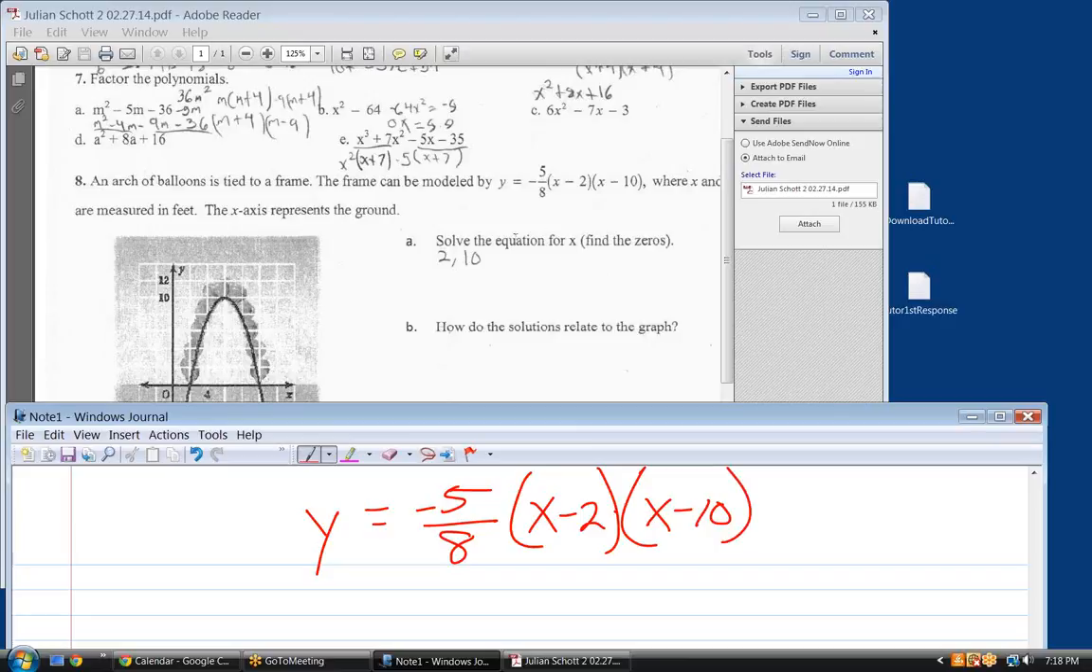Solve the equation for x, find the zeros. When it says find the zeros, what are we going to set equal to 0? Just y. Oh, I did leave a minus. The minus sign's over here. So, I'm just going to make that 0 and solve the equation.